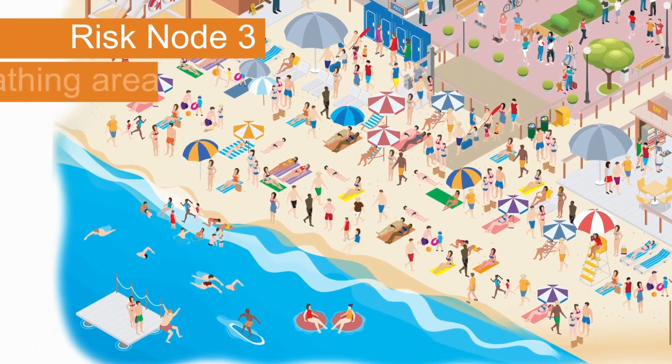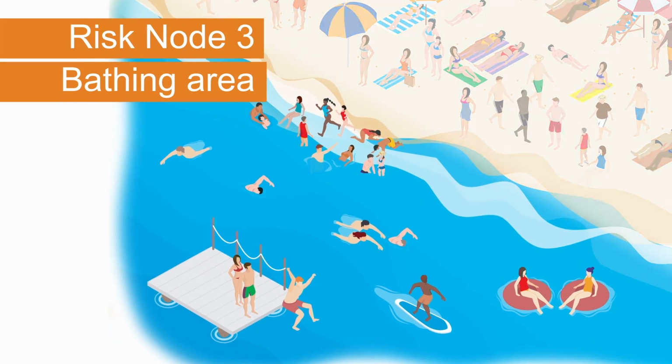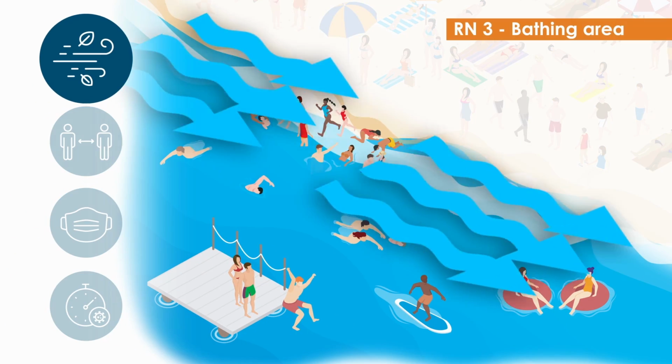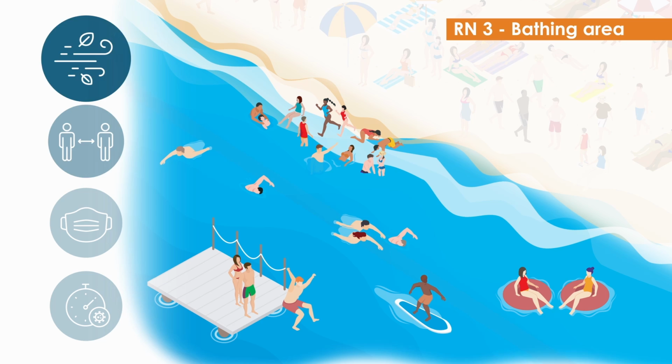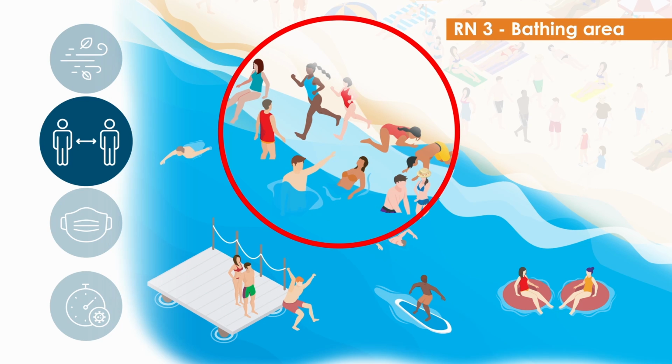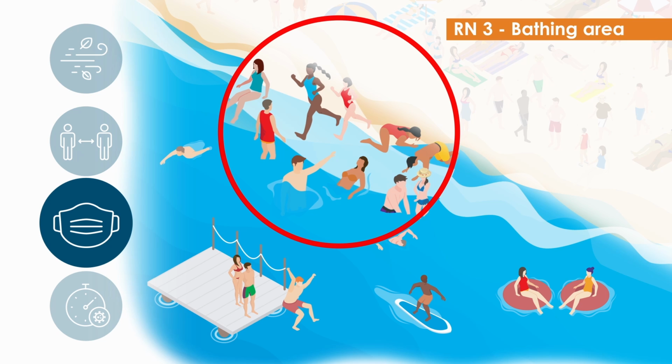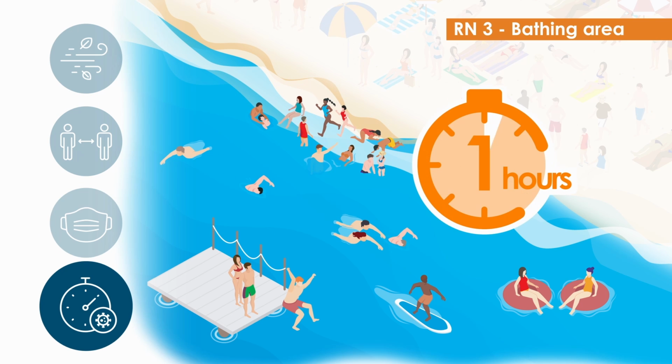Risk Node 3, bathing area. Ventilation on the beach is assured. In the bathing area, children gather to play, not respecting the safety distance. While they are in the water, they do not wear a face mask, and they spend a large part of the day there.